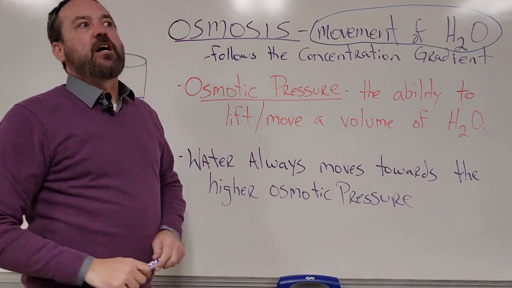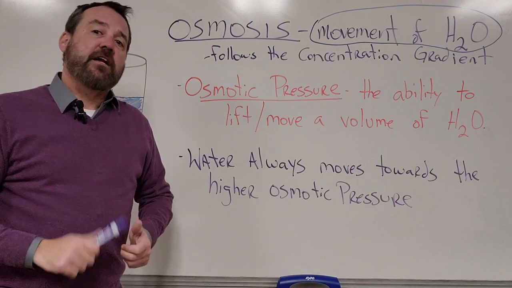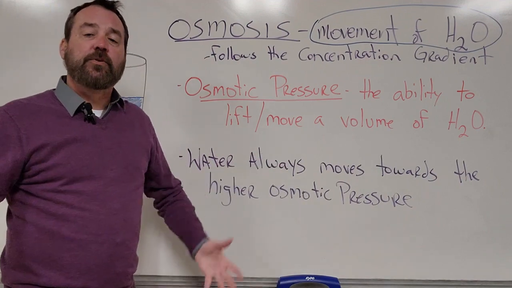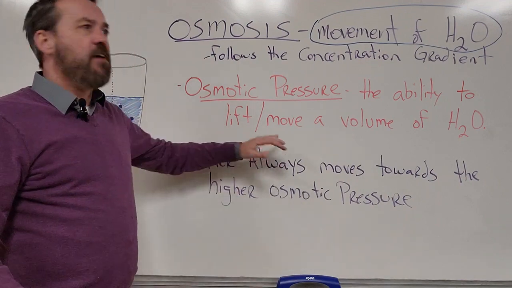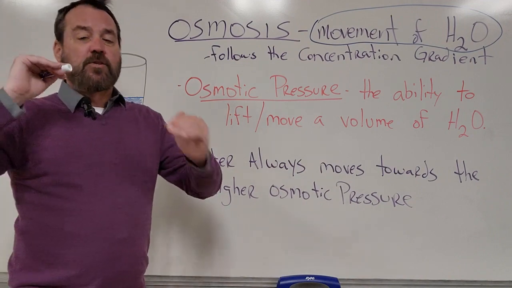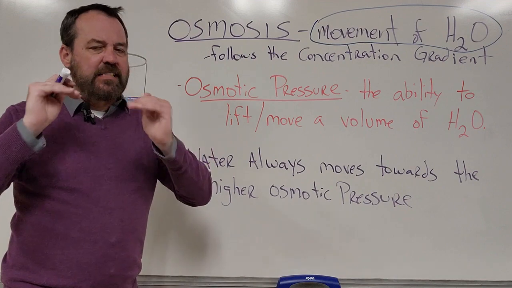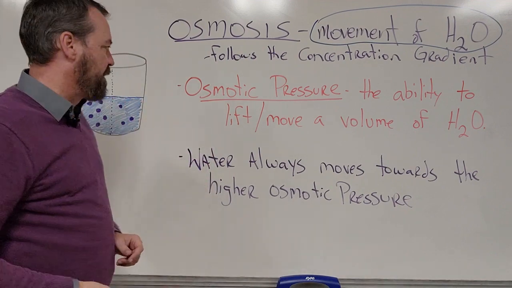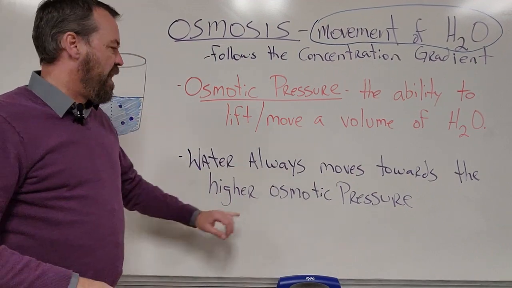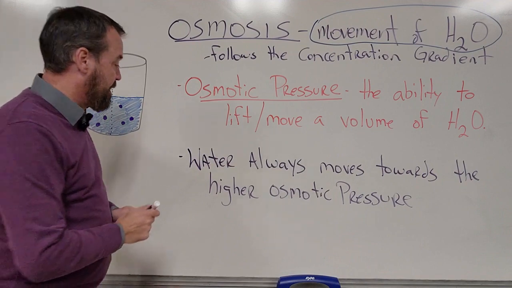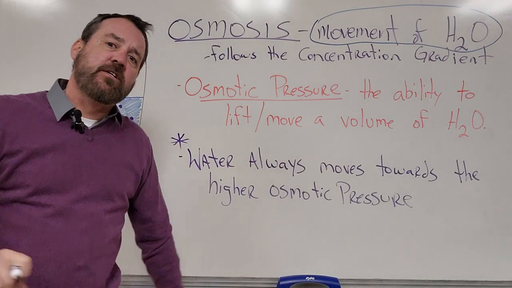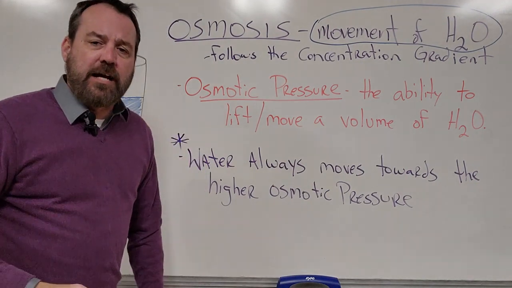Now we have something new with osmosis where we have to understand osmotic pressure. So osmotic pressure is defined as the ability of osmosis to be able to lift or move a volume of water. So there's enough pressure there to lift or move a volume of water so we can equal it out on both sides. That's really what we want, the same amount of water on both sides if we can get there. Now water always moves towards a region of higher osmotic pressure. That is key. Let's put a little star next to that. Water always moves towards a region of higher osmotic pressure.